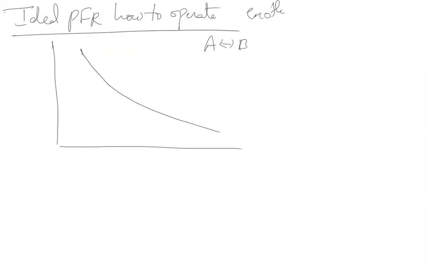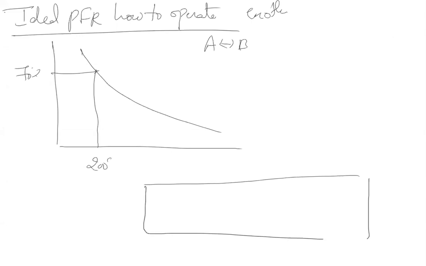This is how the graph looks. I am targeting, let's say, 70% conversion. The corresponding temperature is 200 degrees. Clear? So how do you maintain the CSTR, or let's say PFR? Should you maintain 200 degrees throughout the reactor?